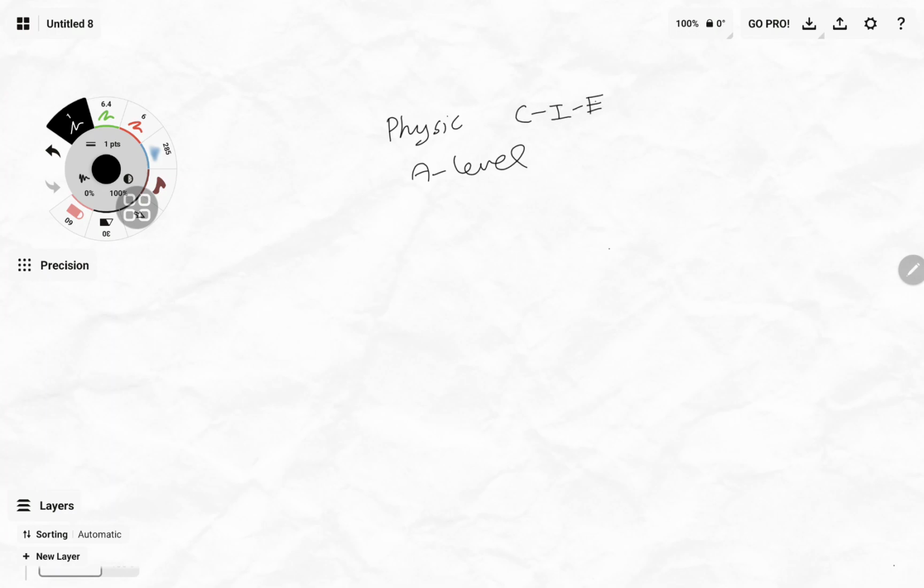CIE A level chapter one. Physical quantities and measurements. Chapter one, physical quantity and measurement.